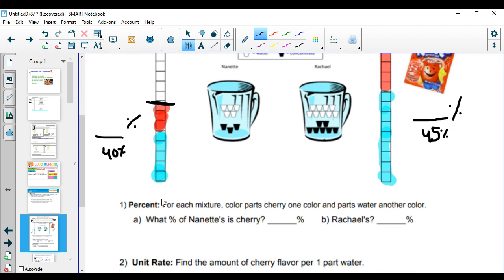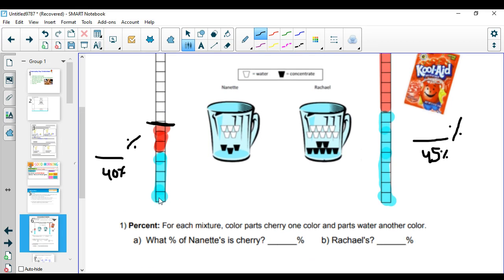So we need to review, how do we find percent? Remember, percent is a part to whole ratio. So I can write it as a fraction first. So if I look at hers, she has 3 parts cherry, but remember, it's not going to be cherry to water. To figure out percent, we're going to do cherry to total. So she has 3 parts cherry and 5 parts water. So if I add those two together, 3 out of 8 parts are cherry, right? 3 plus 5 gives us the 8 parts total.